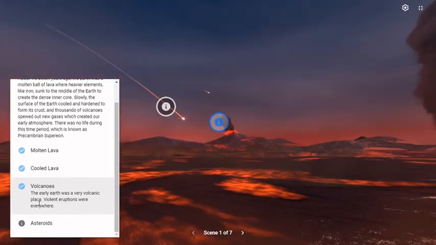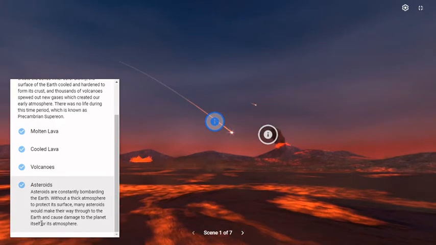Volcanoes. The early Earth was a very volcanic place. Violent eruptions were everywhere. You wouldn't like to live in this time. And asteroids. Asteroids are constantly bombarding the Earth. Without a thick atmosphere to protect its surface, many asteroids would make their way through to the Earth and cause damage to the planet itself or its atmosphere.